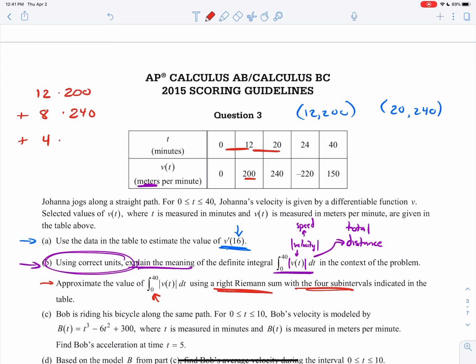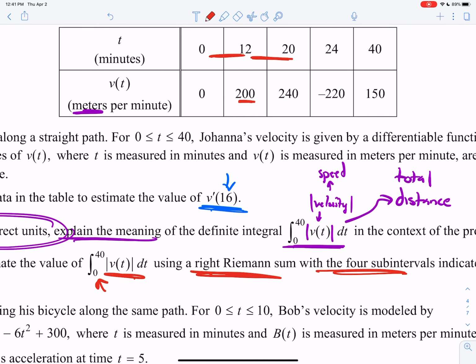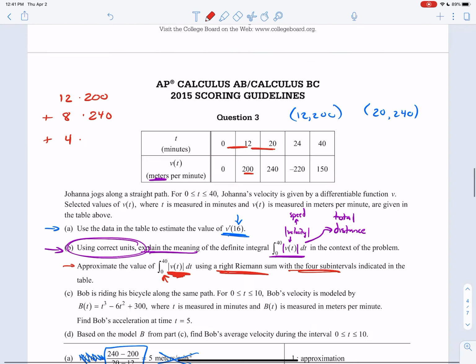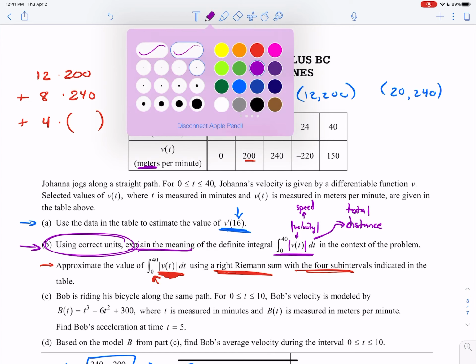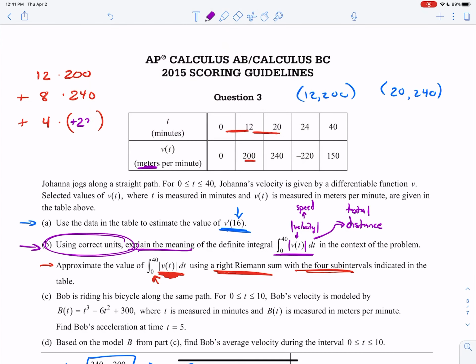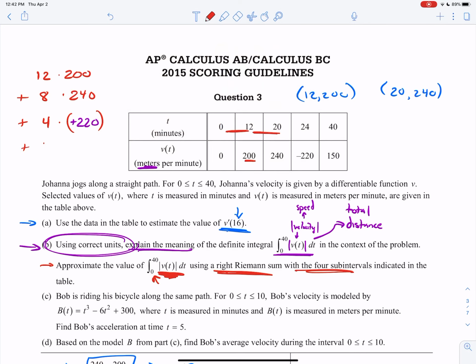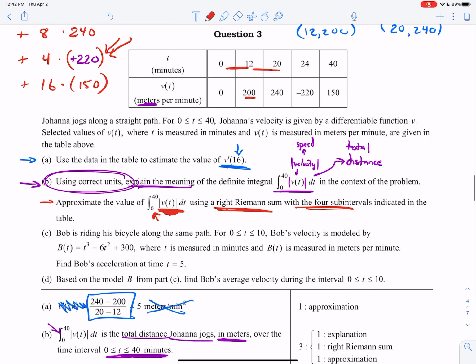Now, here's the tricky part. You see how there's an absolute value there? That means all velocity turns positive. So a lot of people would write negative 220 here. Make sure you guys understand that this is a positive 220. Very tricky. And here's the last one, 16 times 150. Leave it equals equal. You should get a lot of points there, okay? But watch out for this right there. Here's part C.